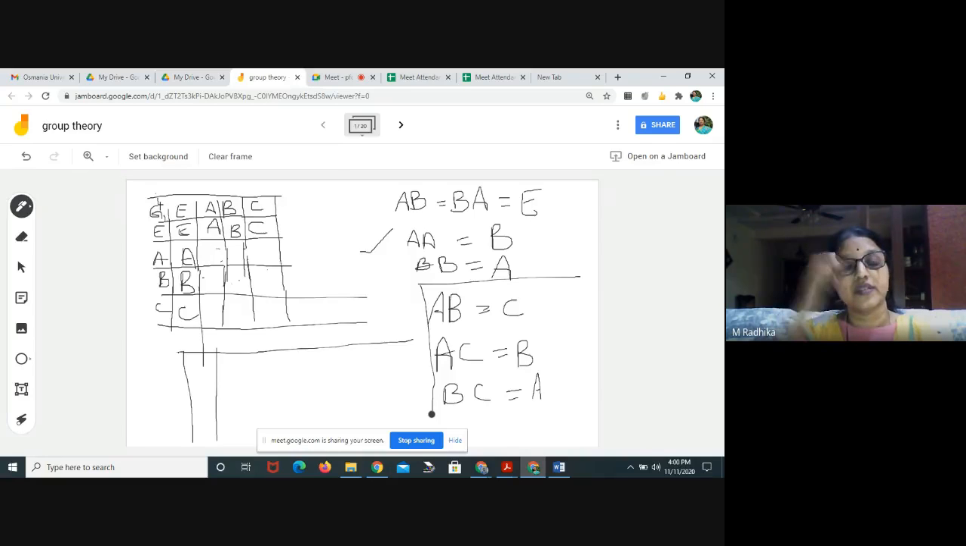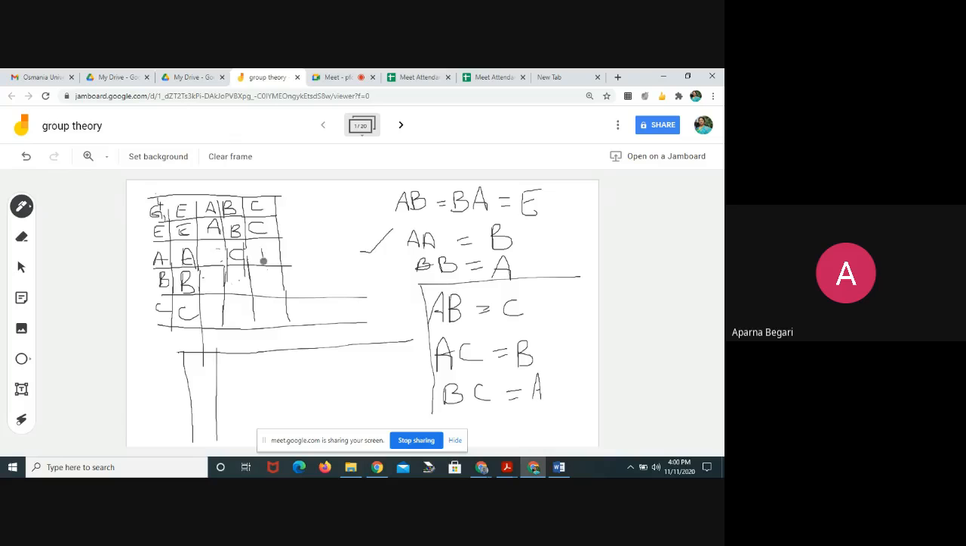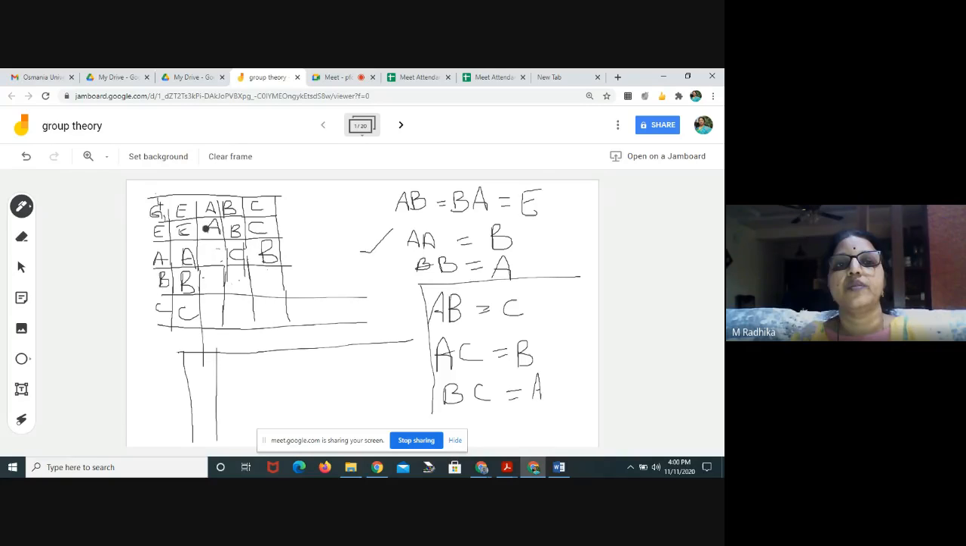Just see this. A into B, where do I get A into B? What should come here? C. Very good. Then B into A into C: B. Now this one, B into A: C, because these are commutative. A into B or B into A, same thing. Then B into B we didn't talk.